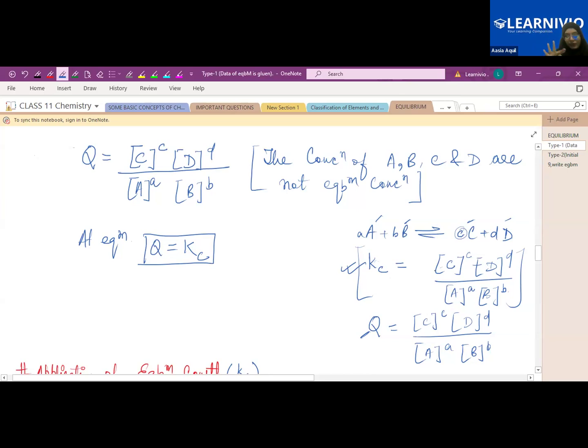But the expression looks the same. You will write down the same expression. Is it clear?